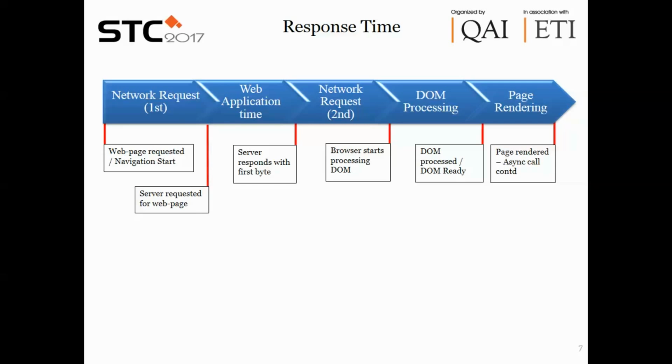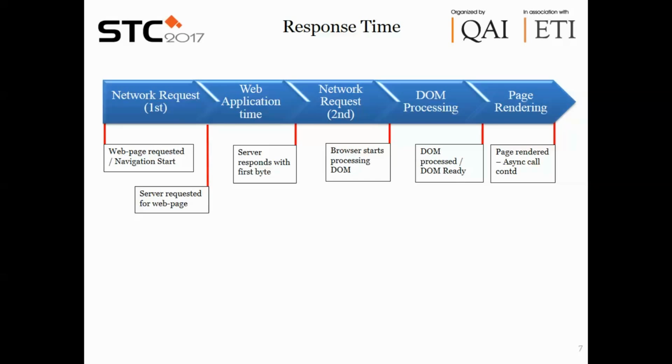Then the DOM processing happens. In this DOM processing, it is decided what kind of advertisement you should be viewing, or what kind of related articles or next articles should be shown to you. And finally the page rendering happens. Though page rendering and DOM processing happen hand in hand, page rendering is the last thing to end.